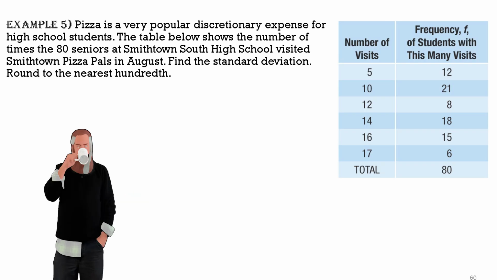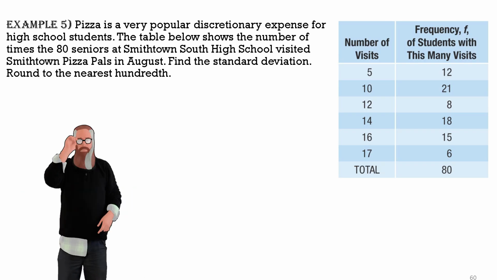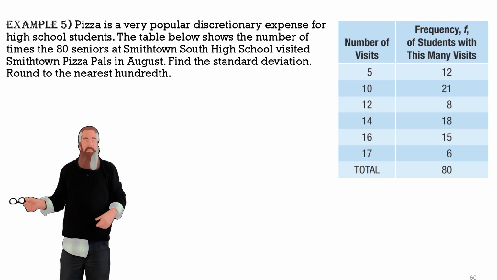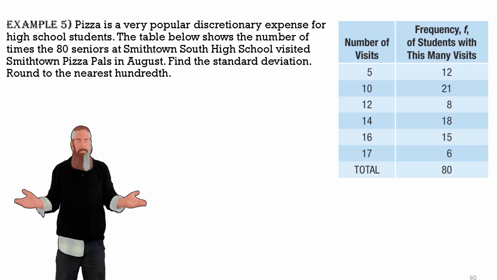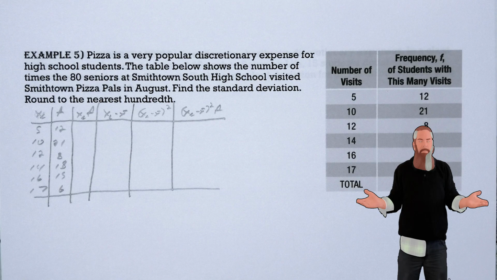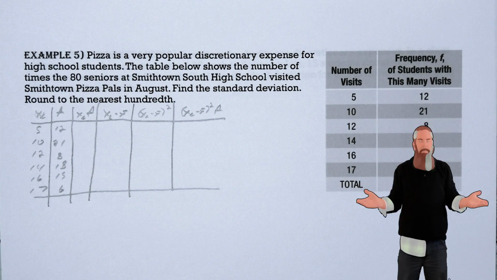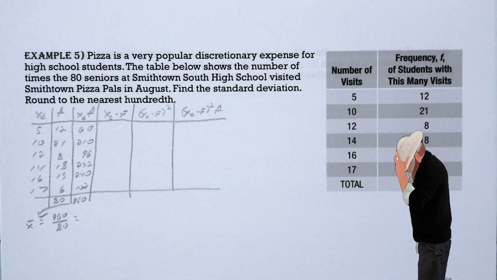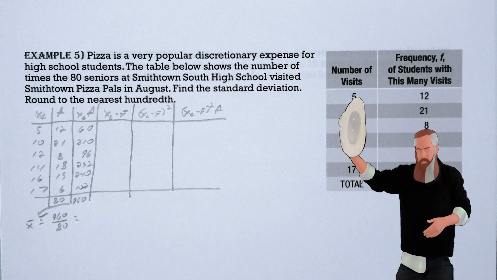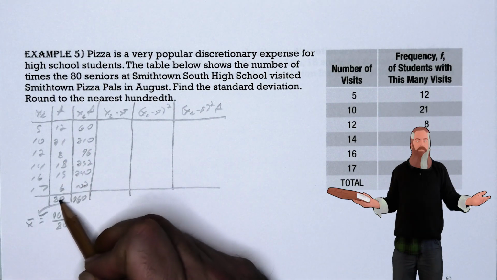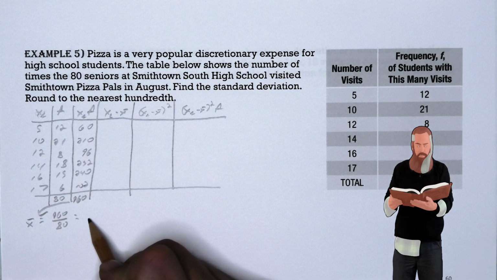Pizza is a very popular discretionary expense for high school students. The table here shows the number of times 80 seniors at Smithtown High School visited Smithtown Pizza Pals in August. Find the standard deviation and round to the nearest hundredth. Since there is more than one senior at a given number of visits, you need to take the frequency into account. So when we do this, we can see 5 times 12 is 60, 10 times 21 is 210, and so on. Now our total of that becomes 960, and there were 80 total, so X bar itself becomes 12.